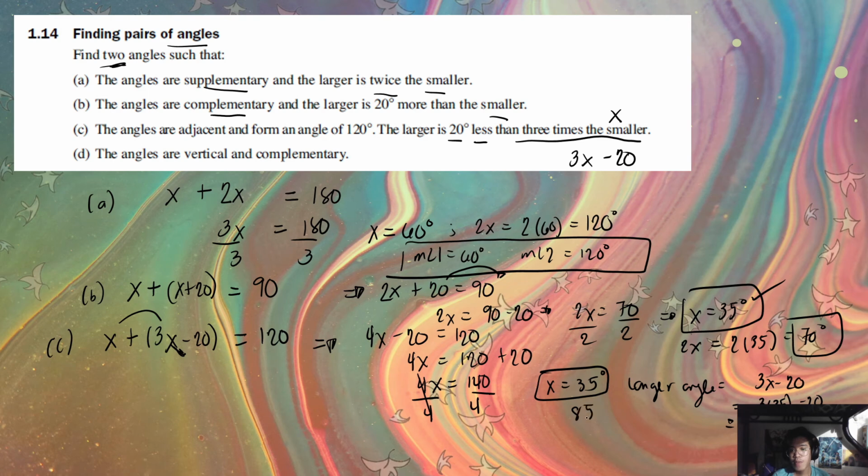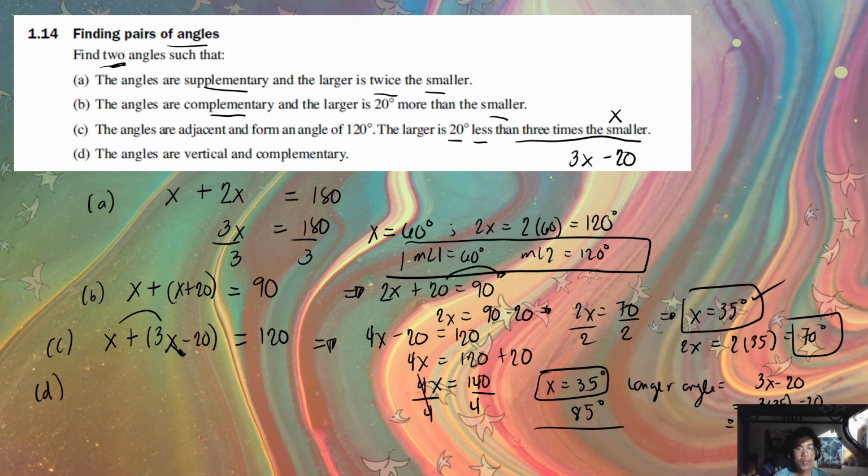And if we add these two angles, 35 plus 85, that should give us 120 degrees. Therefore, you're quite sure that your answer is correct. Let's try the fourth one.